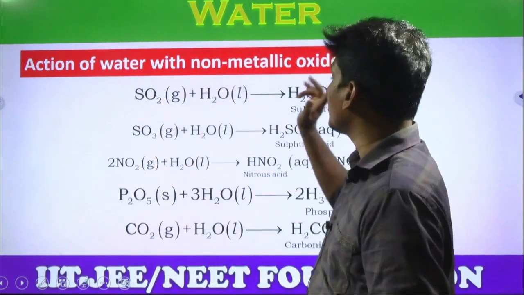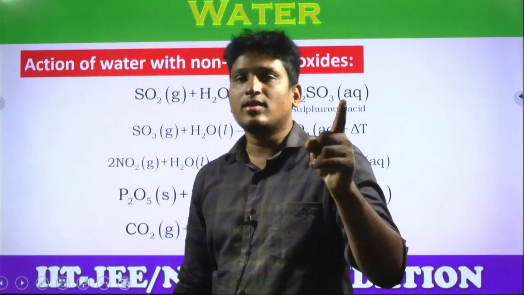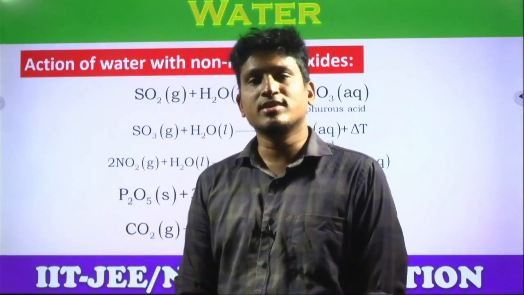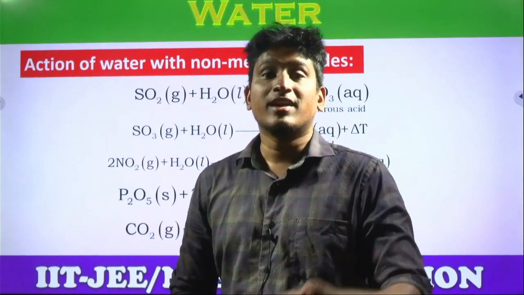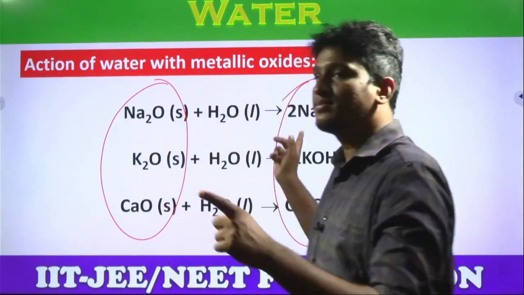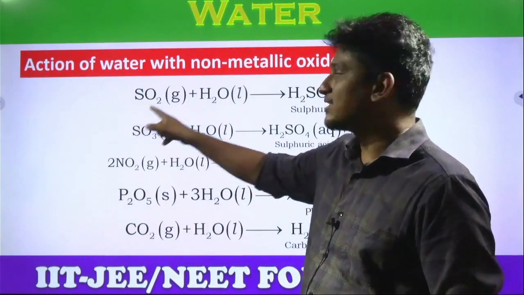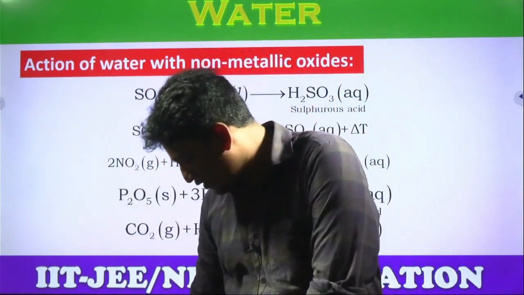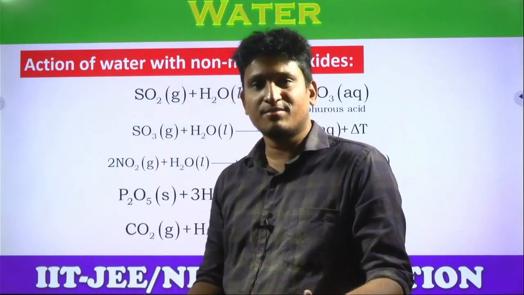Now we have non-metallic oxides. Metallic oxides are basic. What about non-metallic oxides? They are acidic in nature. Metallic oxides, when they react with water, produce bases. Now answer: non-metallic oxides, when they react with water, what do they produce? They produce acids. The same, opposite, right?